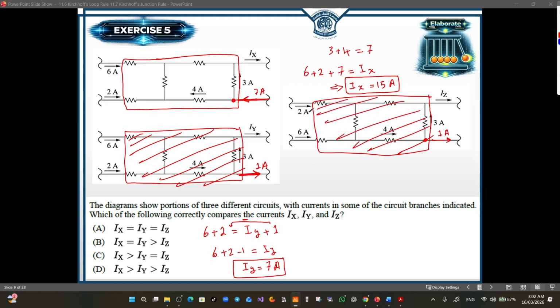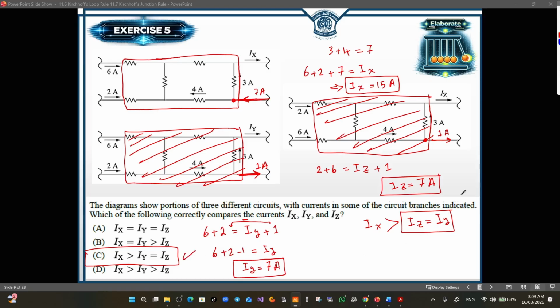Now we have actually 2 currents entering the junction, 2 plus 6, and 2 currents leaving the junction. They are Iz and 1 amp. So you can notice now that the result will be the same as the previous case. Iz also will be 7 amps, which means Ix is the greatest current, and then Iz equals Iy. So Iz and Iy are equal and they are smaller than Ix, and this can be found here. So C is the correct answer.